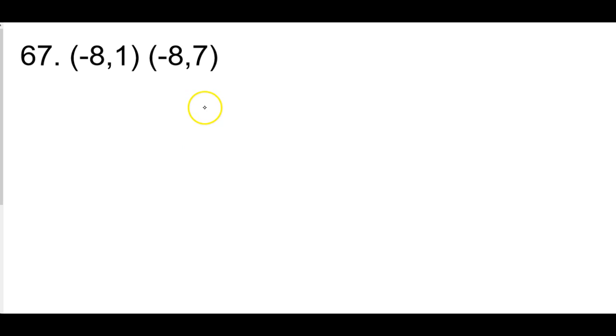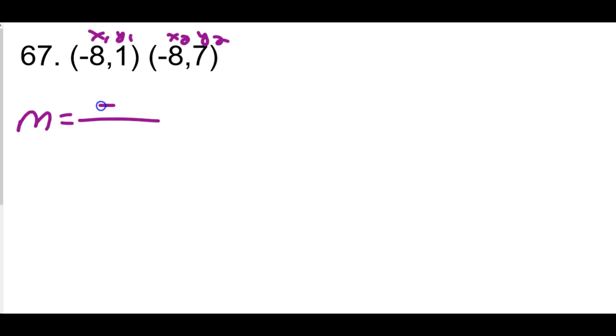I'm going to jump down to 67 now, where they give you 2 points and they want you to write it. They're saying, once again, slope-intercept. I want you to write it in point-slope. So the first thing we need to do is find out what is the slope. So label these x1, y1, x2, y2.